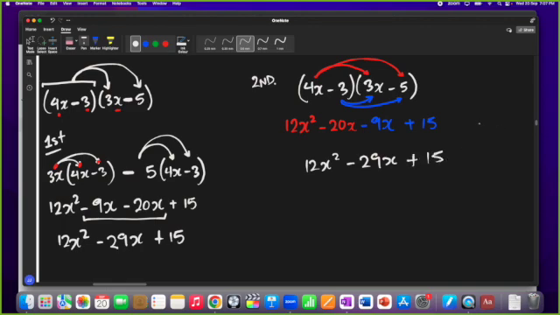What did you call it? FOIL? What does FOIL mean? I never heard of FOIL, you know.